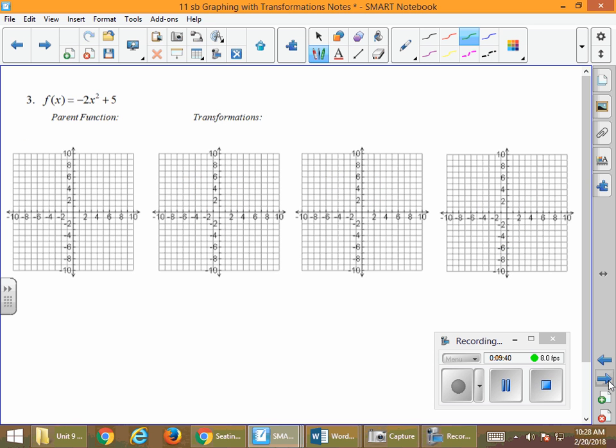Number 3. f of x equals negative 2x squared plus 5. I'm going to start like we have been starting, with graphing our parent function. Once again, it has the points 0, 0, 1, 1, 2, 4, negative 1, 1, negative 2, 4. Looks roughly like that.